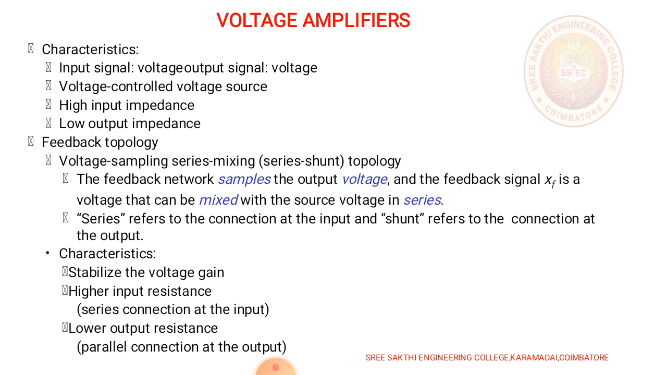The feedback network samples the output voltage, and the feedback signal Xf is the voltage that can be mixed with the source voltage in series. Series refers to the connection at the input, and shunt refers to the connection at the output. This is called series shunt topology. The first term, series, represents the connection at the input, and the second term represents the connection at the output. The characteristics of this topology are: stabilizes the voltage gain, high input resistance and low output resistance.